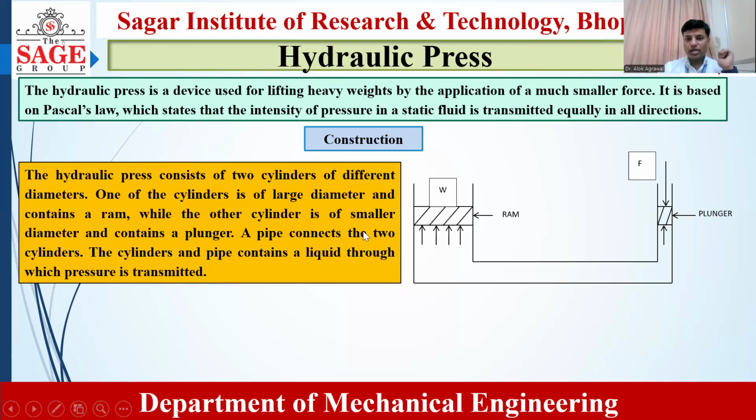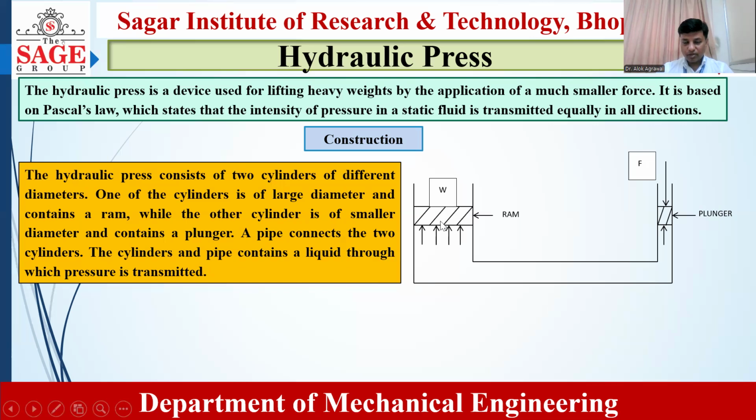What does a hydraulic press consist of? It mainly consists of two cylinders. Out of those two cylinders, one is of larger diameter and the other is of smaller diameter. The cylinder of larger diameter is known as the ram, and the cylinder of smaller diameter we call the plunger. These two cylinders are placed side by side and connected by a pipe. This complete assembly contains a liquid, which is mainly water, or sometimes oil, but mainly water. So what is happening here?